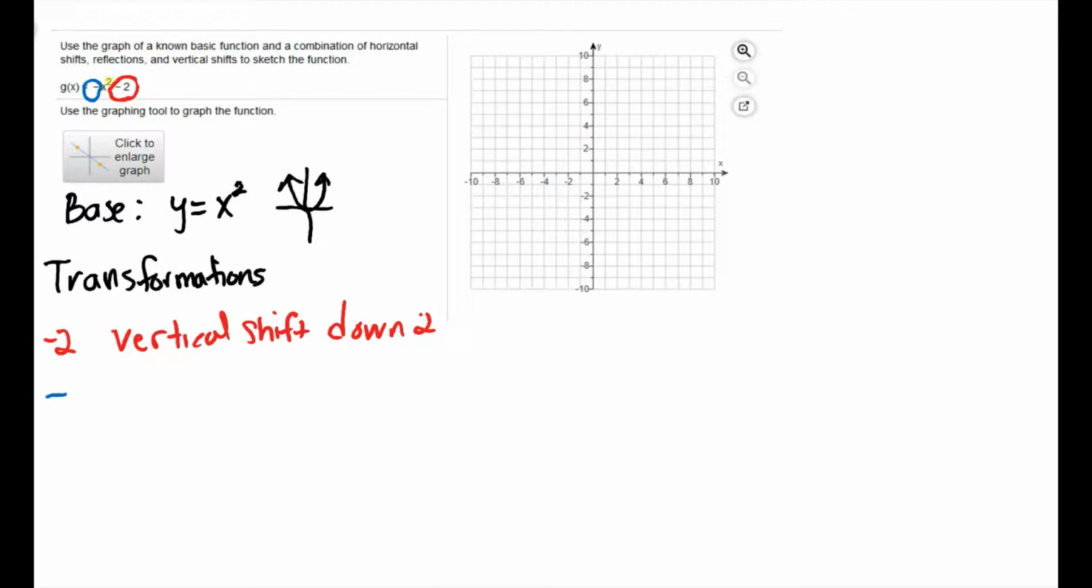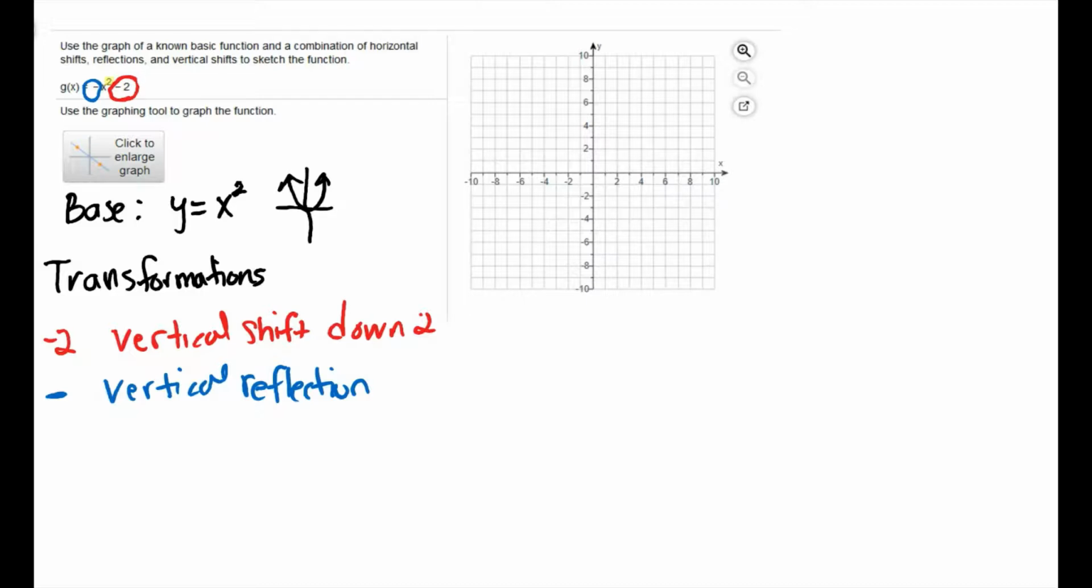Minus for down, if it were plus, I'd be going up. Let's talk about the other transformation, which is that negative. That negative is a vertical reflection. I know it's a reflection because of the negative. Anytime you have a negative multiplied onto your function, it's going to be a reflection. And just like I talked about in the shift, the location of that negative makes a difference of whether it's vertical or horizontal. Because that negative is outside of the squared, it is a vertical reflection versus a horizontal reflection.